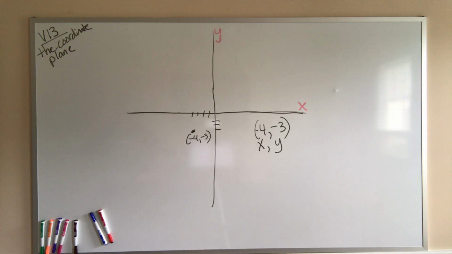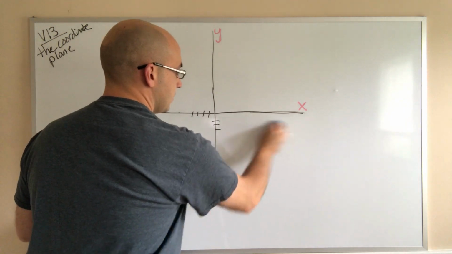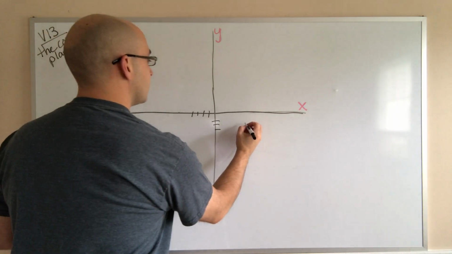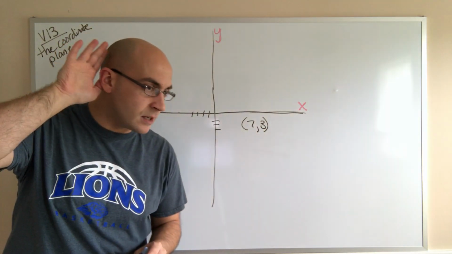All right, now, so what if I asked you how I would graph the point 7, 3? Tell me how you would graph that. Tell me. Here, I can't hear you.